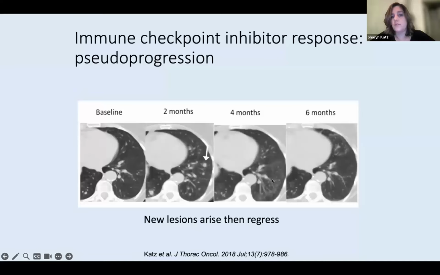Over time, this patient again was doing well clinically. They left them on therapy, and those lesions regressed over a period of months. And I actually don't have it here, but there was a 12-month scan. Lungs are completely clean. So this is radiologic pseudoprogression.